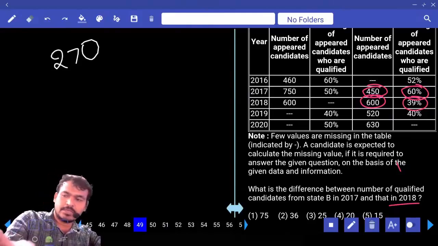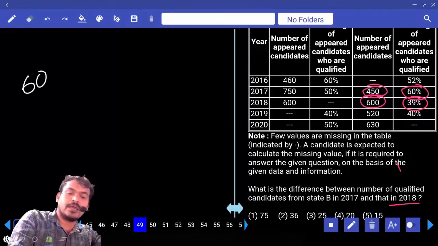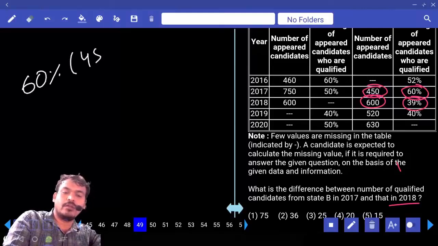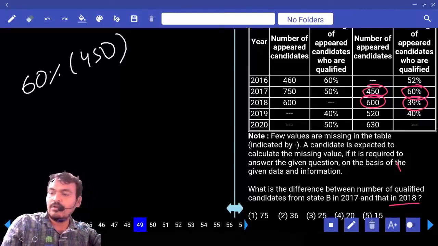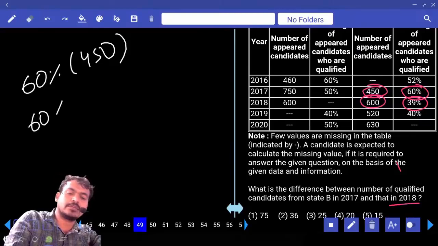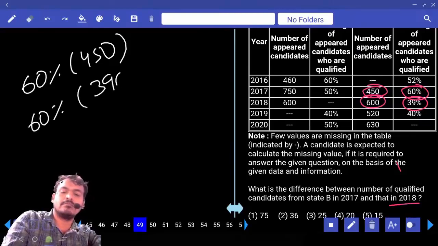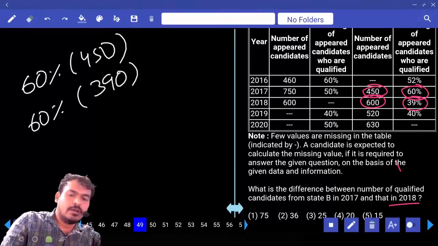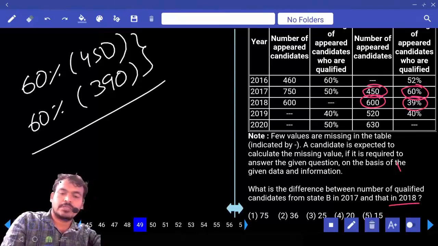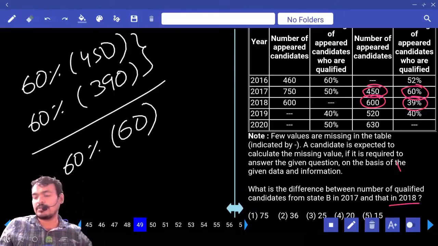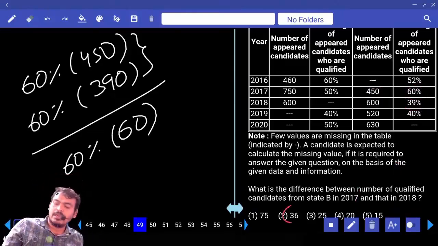39%, or not? Just wait. 60% of which one? 450, or not? 60% of 450. But second one I wrote 60% of 390, or not? 390. What is the difference? 60% of 60, or not? What is the 60% of 60? 36.